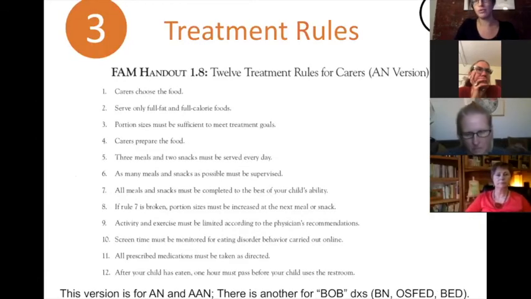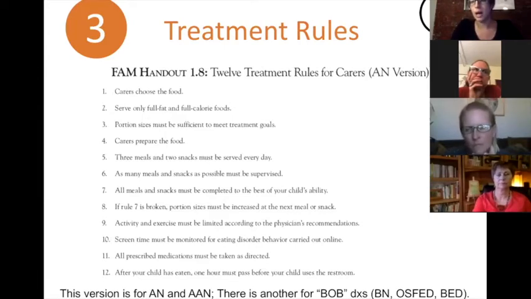And then we have treatment rules. This is a list of treatment rules for carers of patients with AN. And it doesn't necessarily have to be adhered to so strictly with every single family. You're going to want to tweak this. But essentially, we encourage carers to stick to this treatment rule plan.